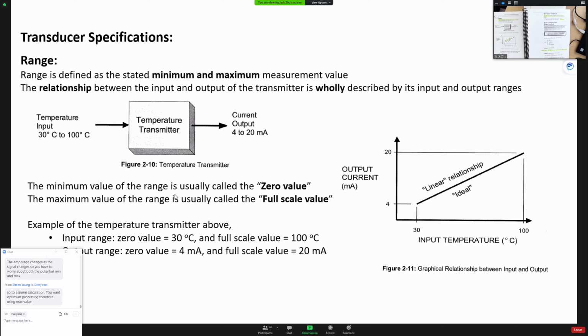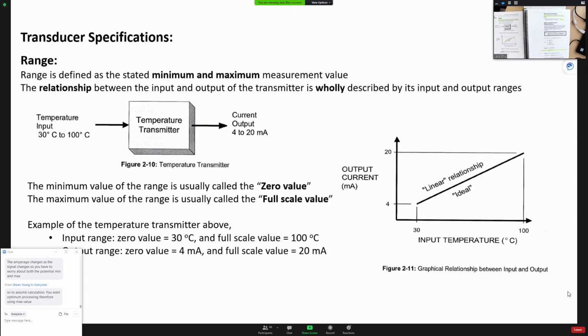The minimum value of this range is called the zero value. The maximum value also has a special name, the full scale value, but here we don't worry about the full scale value too much. We care about the zero value a lot. So for the input range, the zero value is 30 degrees. The full scale value is 100 degrees. For the output range, the zero value is 4 milliamp. The full scale is 20.